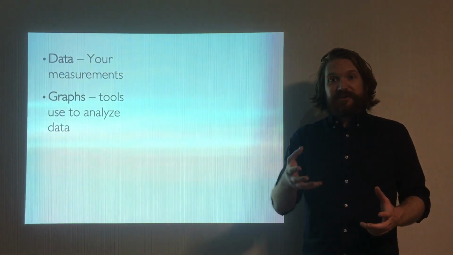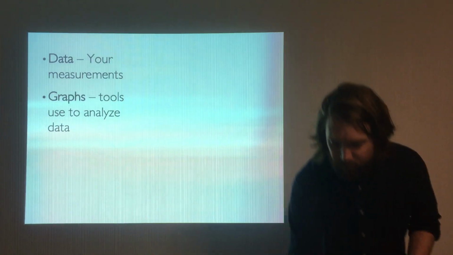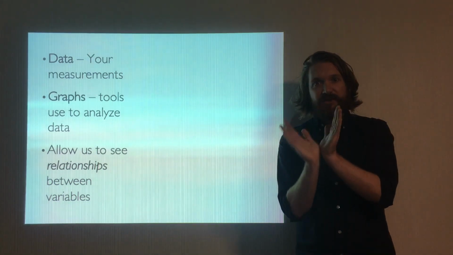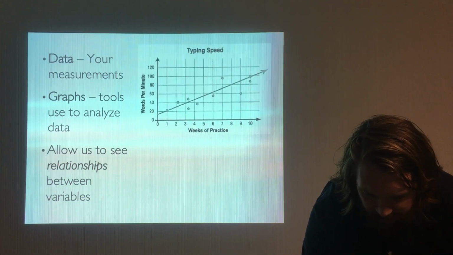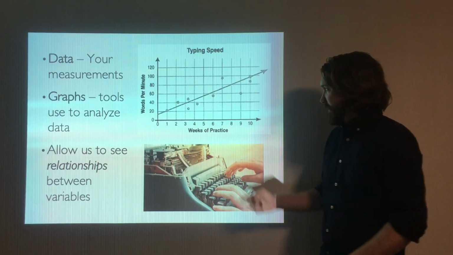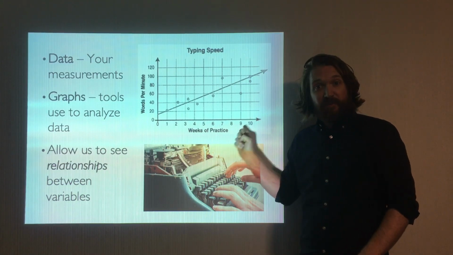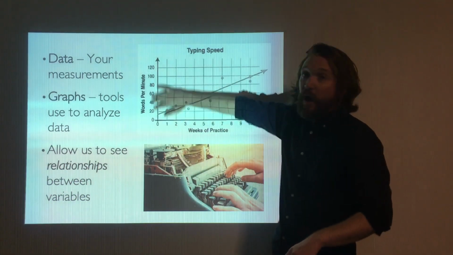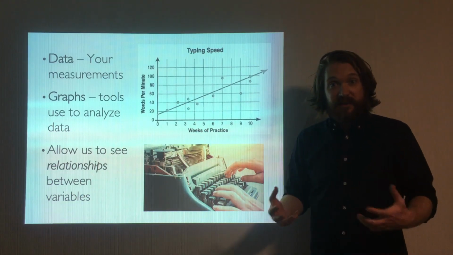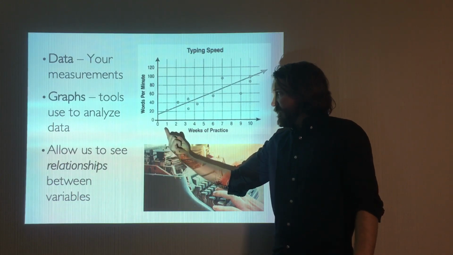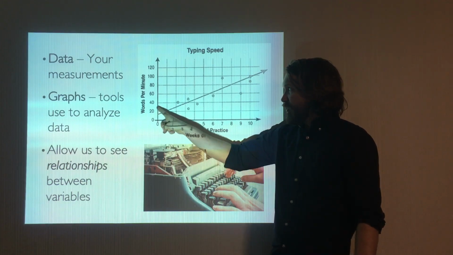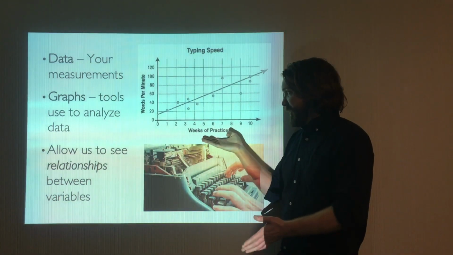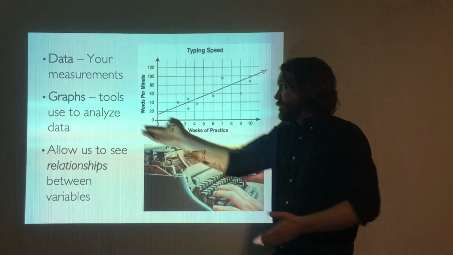Graphs are the tools that we use to analyze data, and that's what we're going to see today, okay? Graphs allow us to see the relationship between two variables. For example, here's a graph about typing speed. Down here, you have the weeks of practice on your typing, so that's 1 week, 2 weeks, 3 weeks of practice. And here on your y-axis, you have words per minute. As you can see, there's a relationship. The more weeks that you practice, the words per minute that you type increases. That makes a lot of sense. This graph shows the relationship between weeks of practicing typing and how many words per minute you can type.